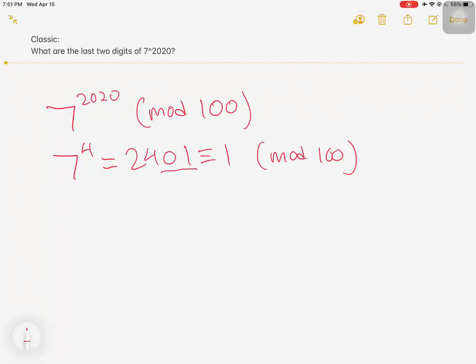So using the basic rules of exponents, we can write 7 to the power of 2020 is equal to 7 to the power of 4, and then we take the whole thing to the power of 505.